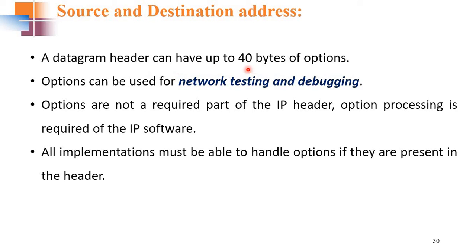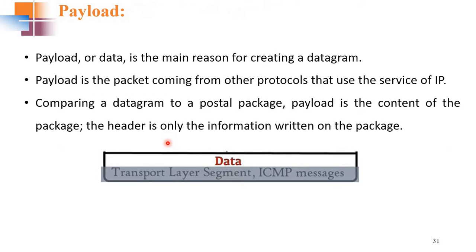A datagram can have up to a maximum of 40 bytes of options. Yes, as we have seen in the last point, it can be used mainly for the testing as well as debugging process. Options are not required as a part of the IP header processing, but the options field can be used mainly for IP software purposes only. All implementations must be able to handle the options if they are present in the header. So this is used only for software purposes, not for header processing.